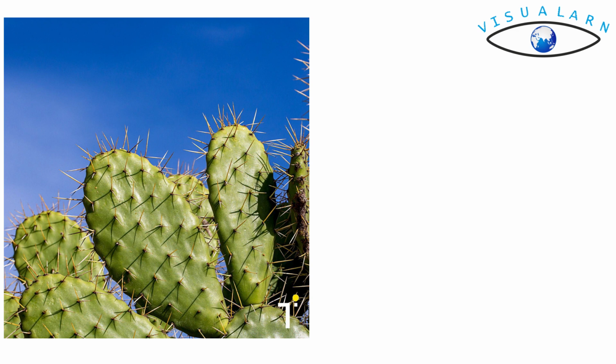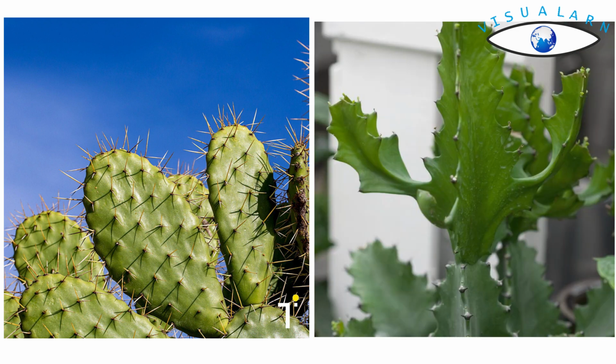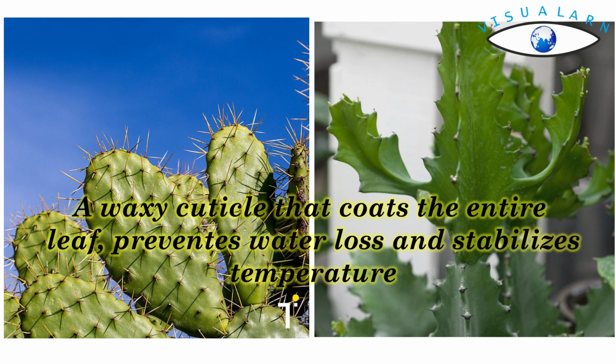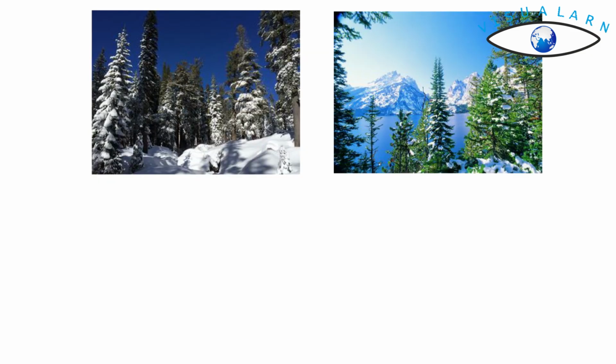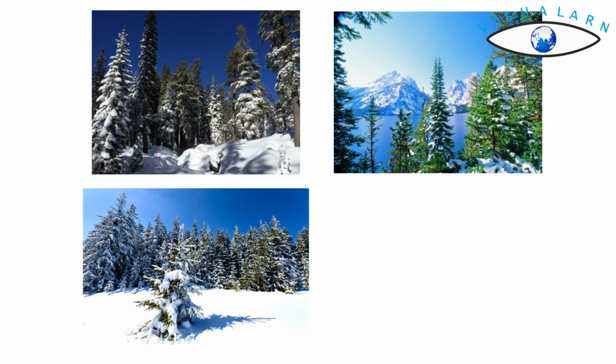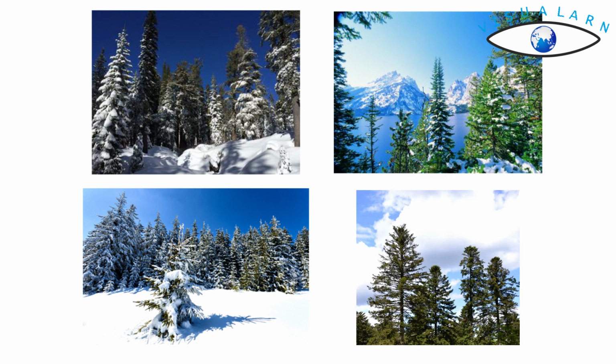Also, a key adaptation for many is a waxy cuticle that coats the entire leaf, preventing water loss and stabilizing temperature. This is also a common adaptation among coniferous trees in very cold climates that must tolerate effective drought throughout the winter, even while surrounded by melted snow.